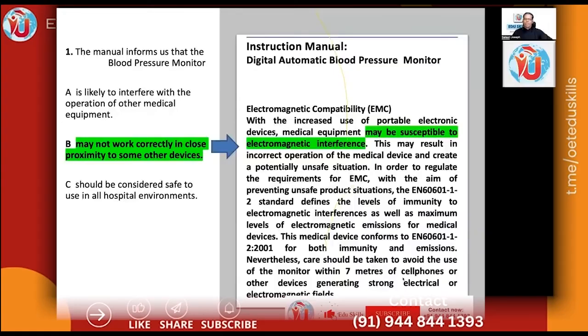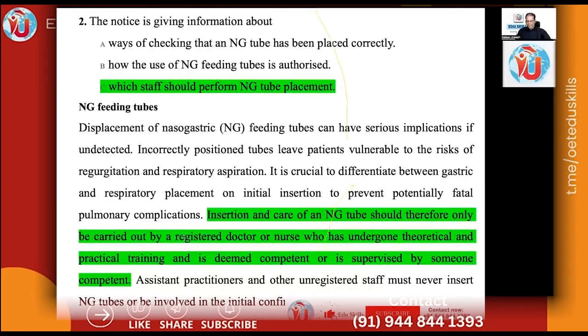Is it because the people are not able to use their cell phones because you are using this particular instrument in the hospital? No, Father, because maybe we are able to record the blood pressure also. Yeah, it's not bothered about cell phones at all. It is bothered about the functioning of this instrument. So if you are using it in close proximity with cell phones, your instrument, the blood pressure monitor, will not function well. So may not work correctly in close proximity to some other devices, which is the paraphrasing of this last caution. Is that clear? Yes, Father. We'll come back if need be.